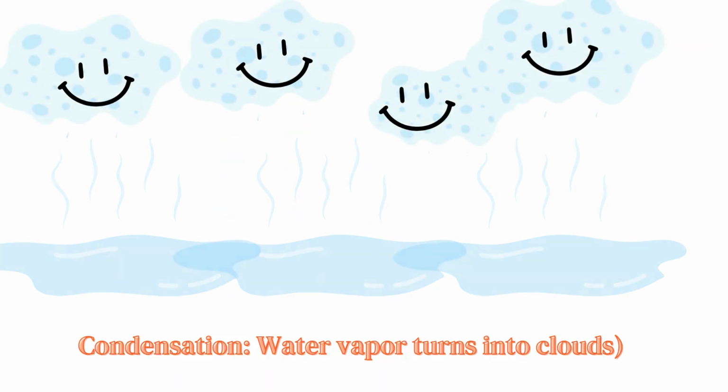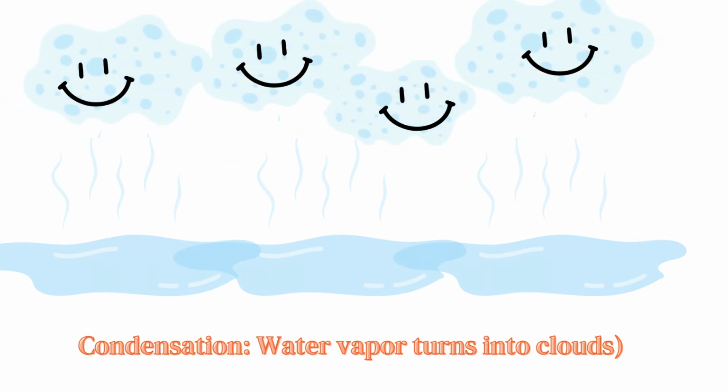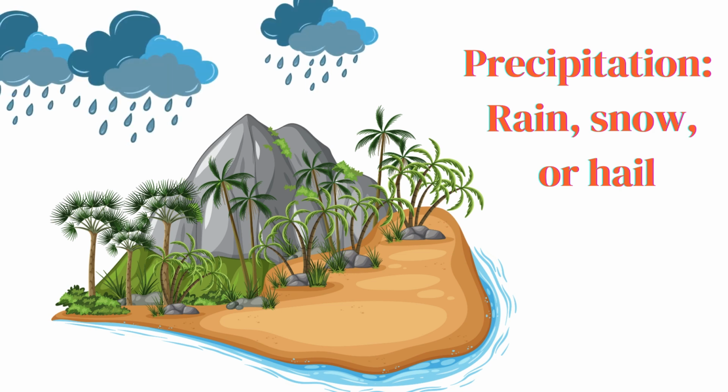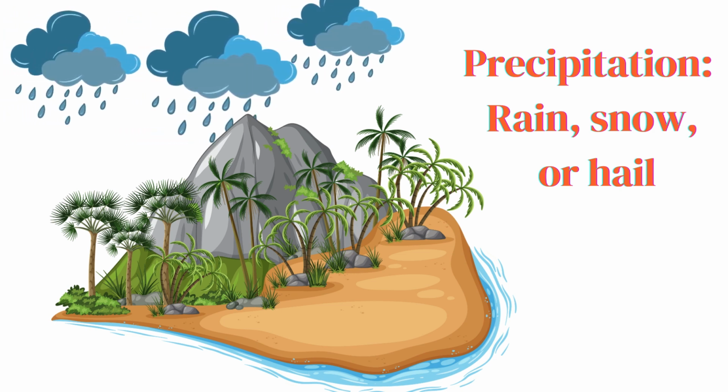Next, the vapor rises into the sky and cools down. When it cools, it turns back into tiny water droplets. This is called condensation. But wait, those clouds can only hold so much water.